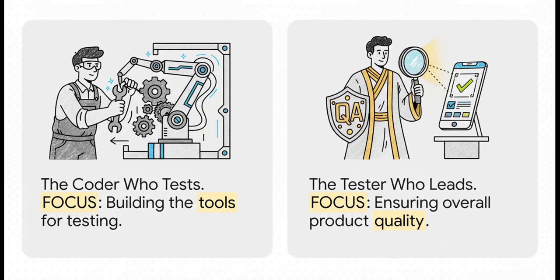If we boil all of that down to the absolute essentials, this is it. On the left, the QA developer's main focus is building the tools for testing. And on the right, the senior test engineer's focus is on ensuring overall product quality. To put it another way, one is the tool maker, and the other is the master craftsperson who uses those tools to guarantee a flawless final product.